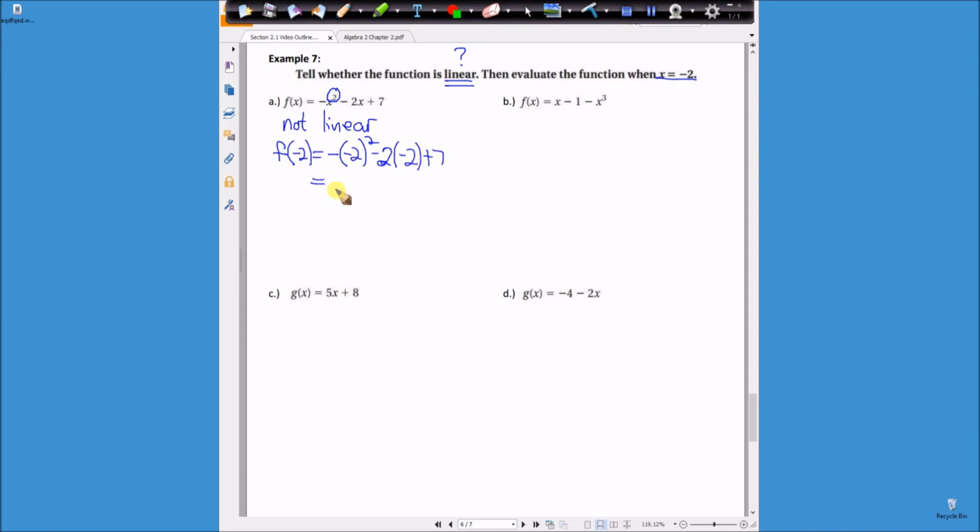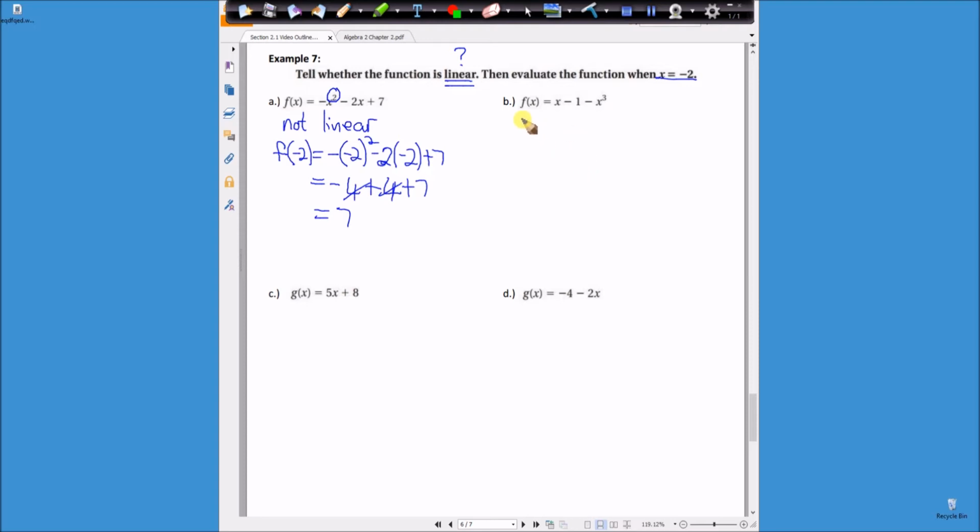I have here -2 squared is 4. This negative just comes down. And negative times negative is positive, that's a 4 plus 7. So these two go away, and my answer is 7. Simple. Plug in a value. We read this f of x equals -x squared minus 2x plus 7, so this is f of -2.